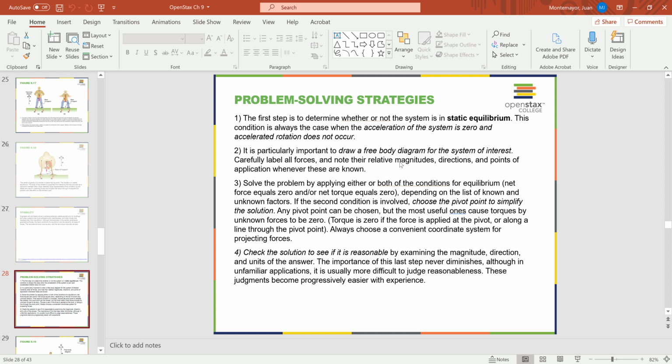So some problem-solving strategies for this. The first step is to determine whether or not the system is in static equilibrium. This condition is always the case when the acceleration of the system is zero and accelerated rotation does not occur. So force is zero, torque is zero.